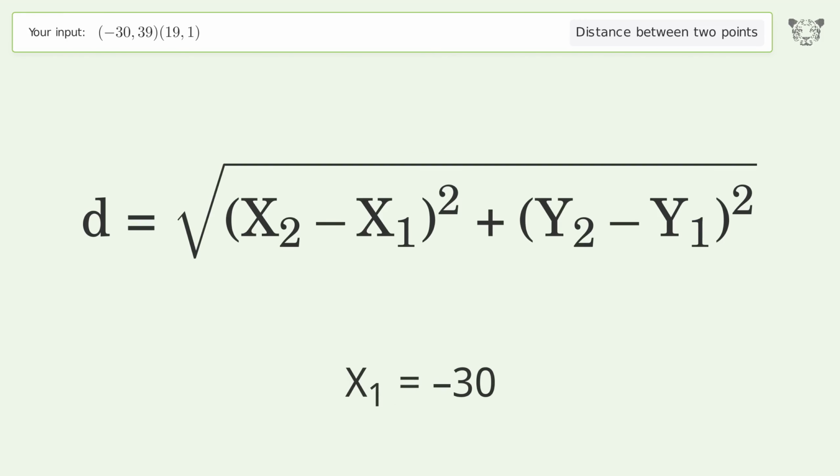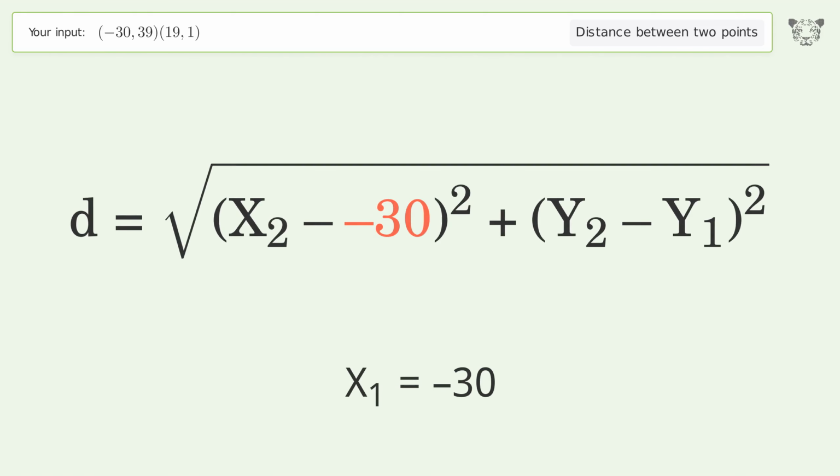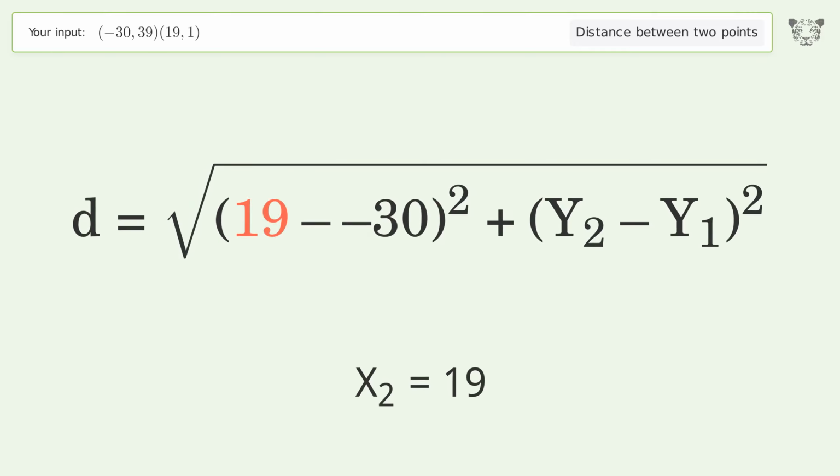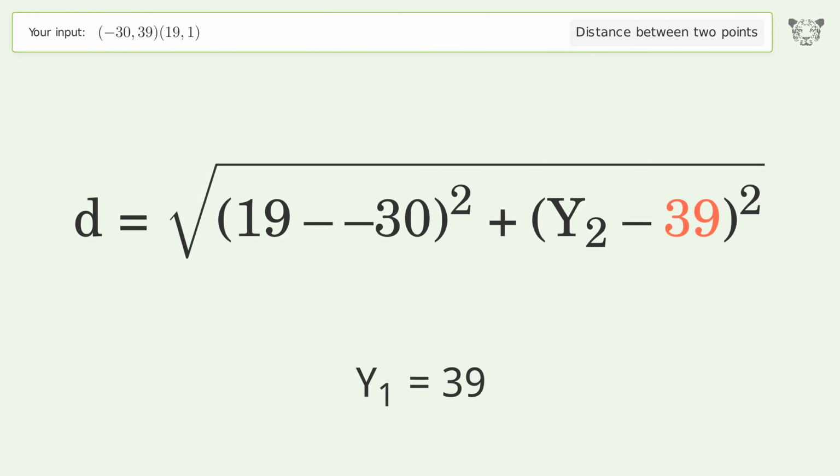x1 equals -30. x2 equals 19. y1 equals 39. y2 equals 1.